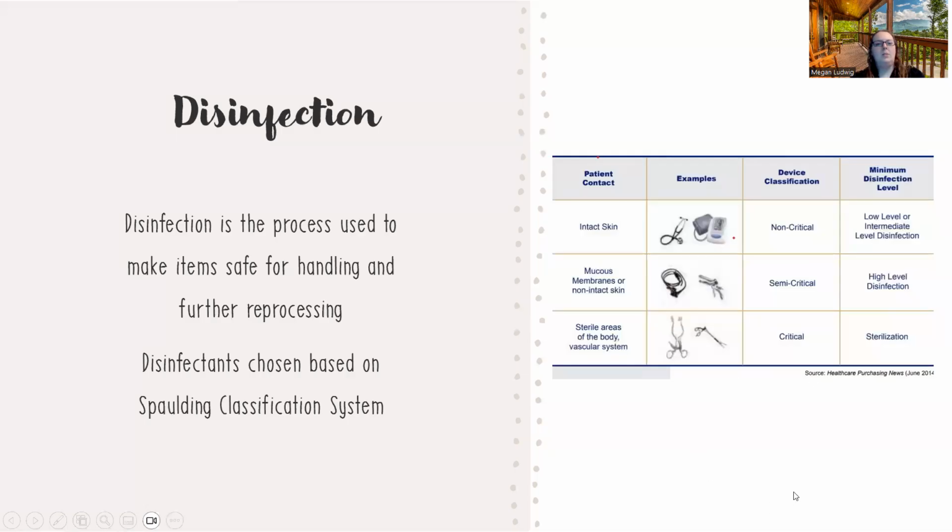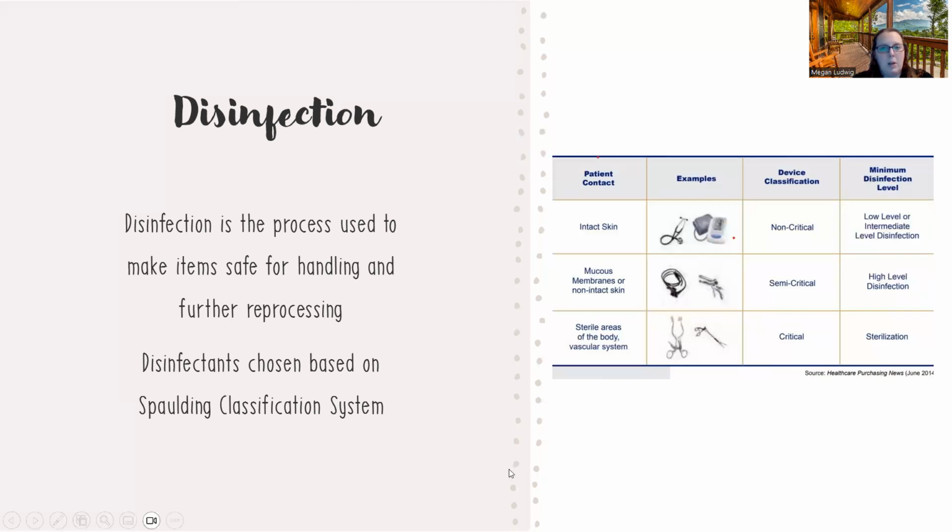Washing. All right, let's talk about disinfection. So we talked about the definition of clean. We've talked about the definition of contaminated and sterile. So what is the term disinfected? If you disinfect something, you're using a process to make it safe for handling and further reprocessing. So if you're in the decontamination room, that's what you're doing.